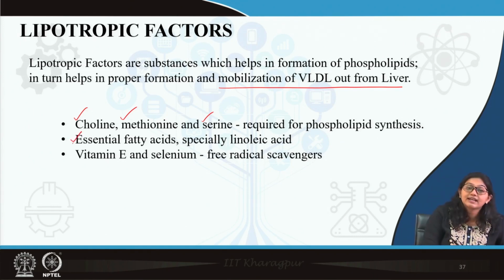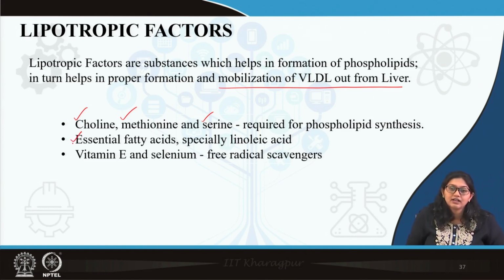Then essential fatty acids like linoleic acid are part of phospholipid. Then vitamin E and selenium, which are important for free radical scavenging, so free radical induced damage causes phospholipid formation defect. So, these are the lipotropic factors which are important for phospholipid formation, and their deficiency can cause defective VLDL formation. Finally, fatty liver, remember, is the imbalance between the triacylglycerol formation and its mobilization.